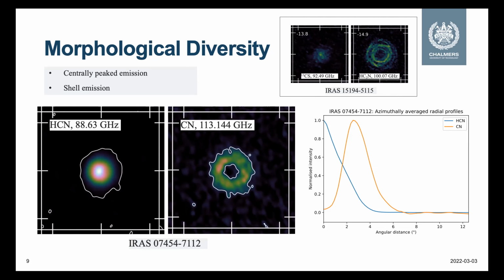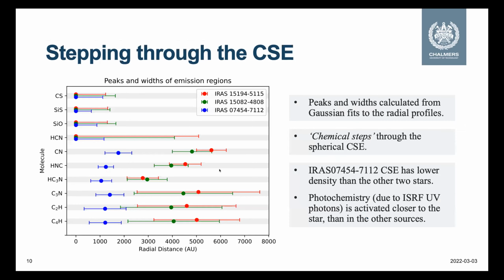So, for example, in the case of the CN here, the peak would be at this radius from the center and the width would be this. We managed to get this by fitting Gaussians to the radial profiles that you saw before and getting the full width at half maximum and the center. Even from here, there is a clear trend: the blue dots, which correspond to IRAS 07454, we will notice that all the molecules are systematically at a smaller radii compared to the other two stars.